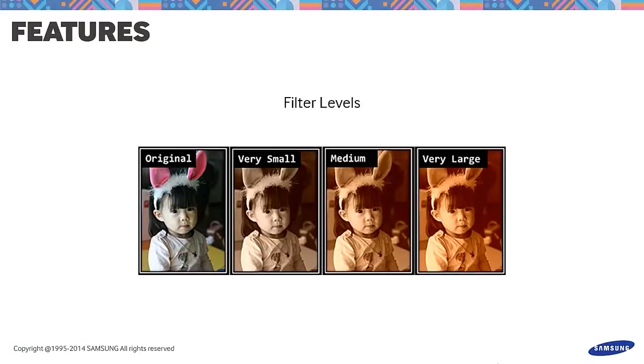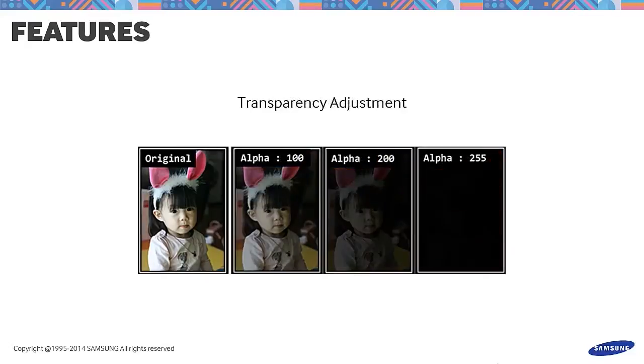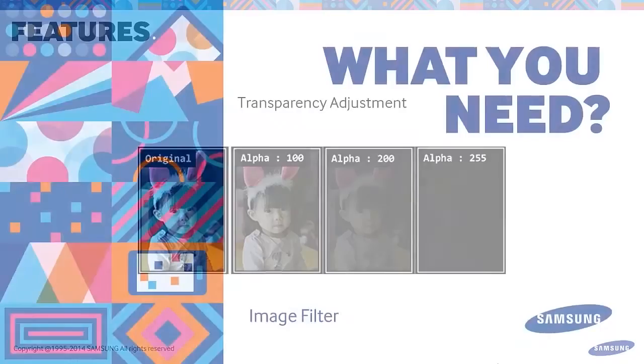Controlling the intensity of the filter to your liking is possible by specifying the level adjustments. This ranges from very small to very large. Aside from adjusting the filter level, you can also change the image's transparency. With the alpha set to 0, the image is seen clearly. As we increase to 255, it seems like the image is no longer there.